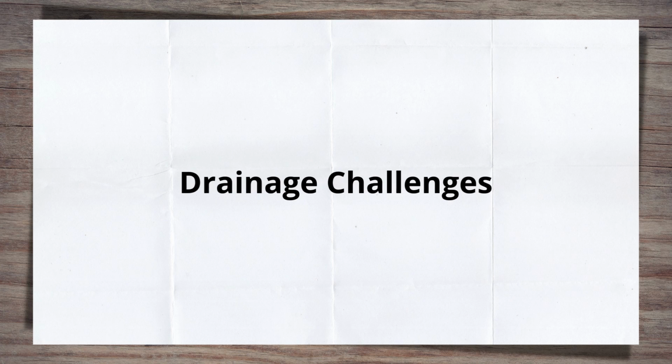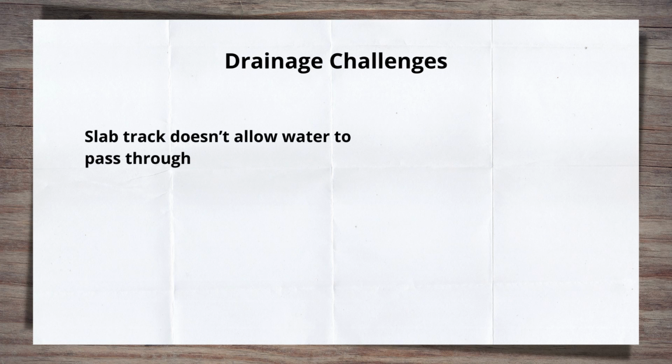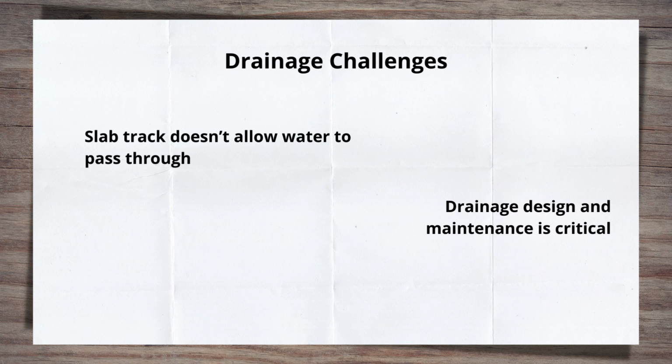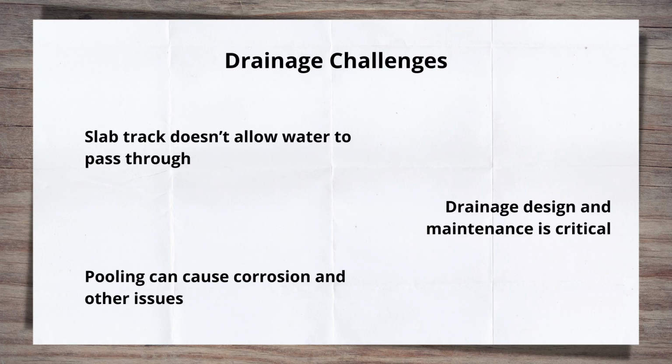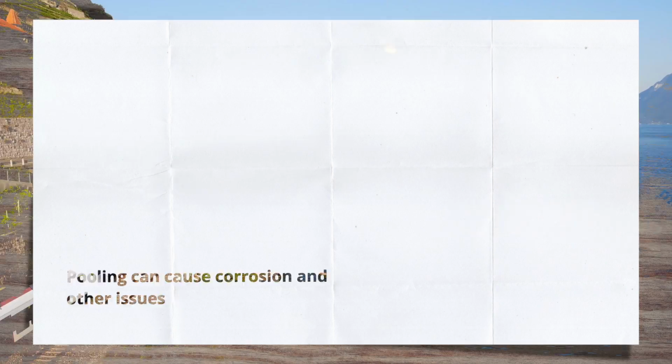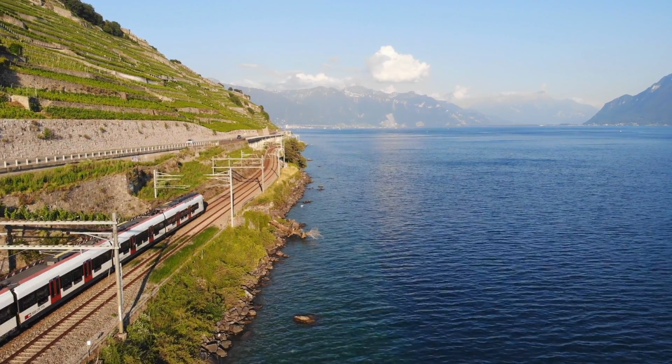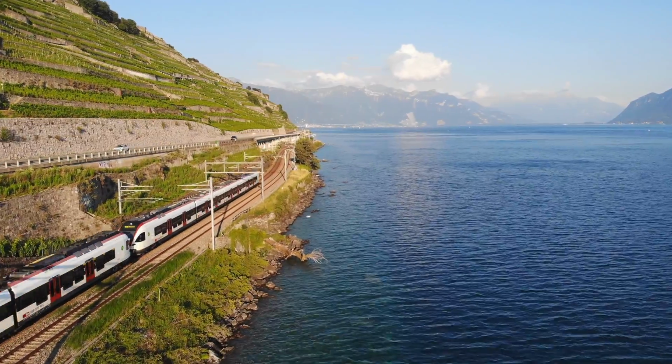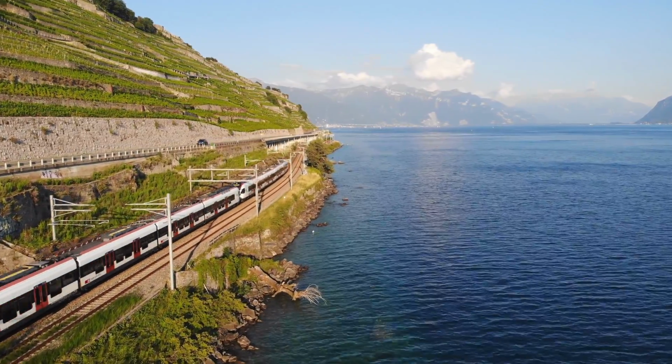Drainage challenges. The concrete base of the slab track does not allow water to pass through it, unlike well-maintained ballasted track. This means that drainage design and maintenance is crucial to avoid water pooling and accumulating on the track. This pooling can cause issues with corrosion of the rails and other components, but also affect signalling equipment such as track circuits.